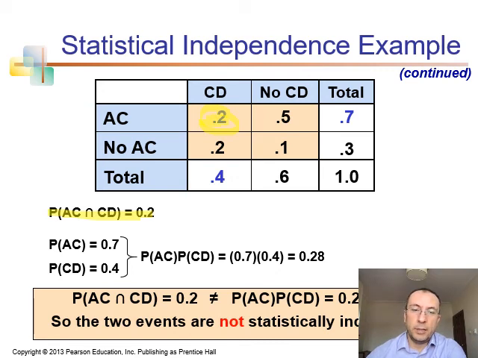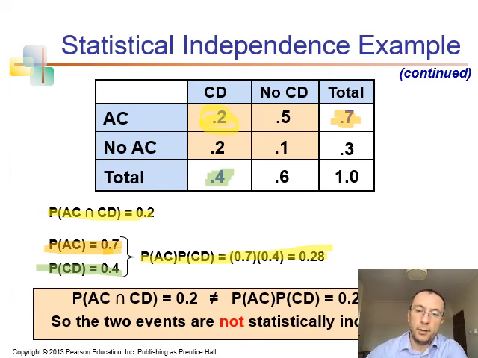Now, let's look at the probability of AC. Here we have AC, and that's equal to 0.7. Now let's look at the probability of CD. That's equal to 0.4. And if you multiply those numbers, probability of AC times probability of CD, that's equal to 0.28.